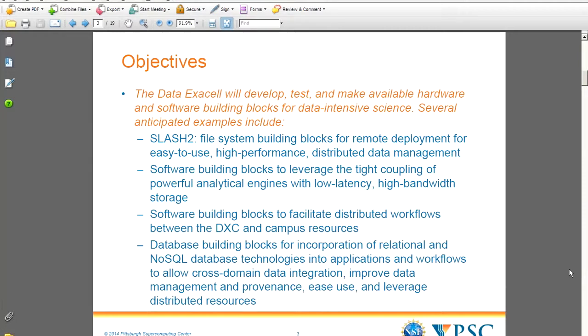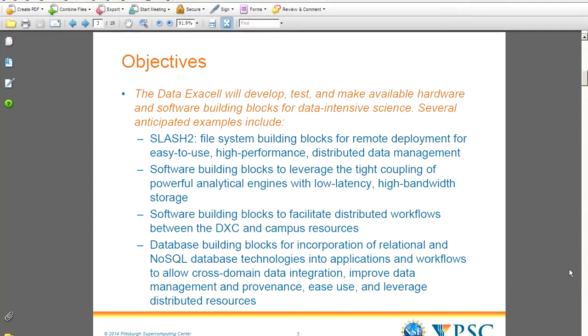Since the Data XSL is a DIBS project, its real objectives are to deploy a set of building blocks, both hardware and software, for enabling data-intensive science. A few examples that we expect to come out of it, and this list will grow over time. It's a 4-year project. We're a few months in. First of all is /2. It's a federated file system developed here at PSC that I'll talk about in a minute. But we're deploying that now to user sites to provide very easy to use, efficient, flexible data management and data transfer. We also expect a variety of software building blocks.